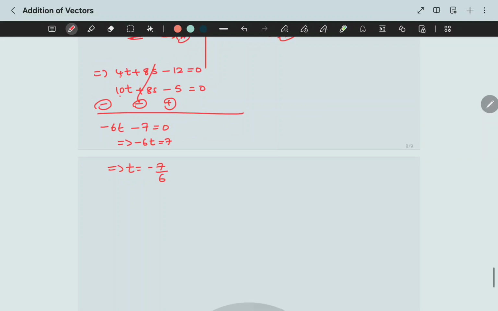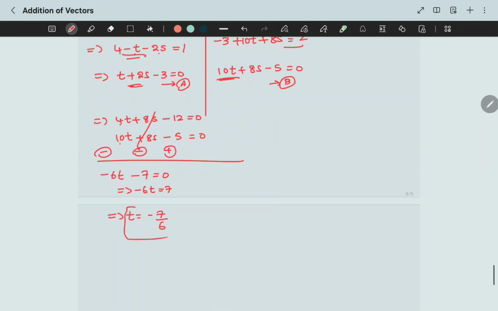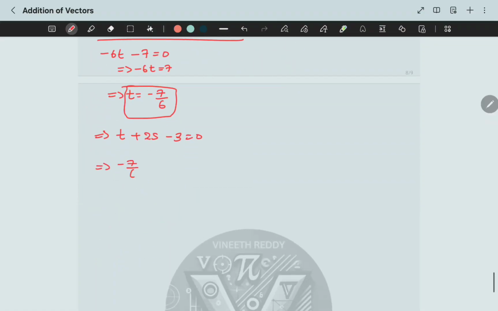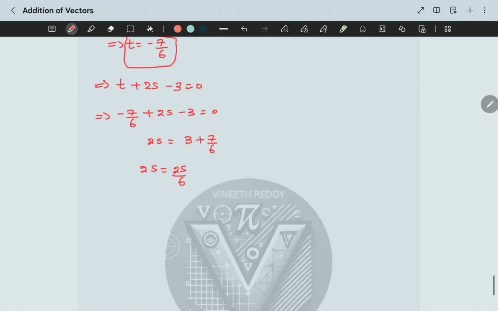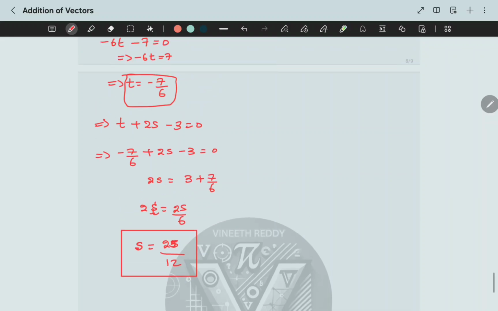Now once t is equal to minus 7 by 6, substitute this in equation A. What is equation A? t plus 2s minus 3 equals to 0. So replace t with minus 7 by 6. We get plus 2s minus 3. So 2s is equal to 3 plus 7 by 6. And 2s is equal to 6 into 3 is 18, 18 plus 7 is 25 by 6. So this is s, dear students. Don't get confused. Let me keep this symbol. s is equal to 25 divided by 12. So don't get confused with this, and this is 5. Okay, s is 25 by 12.